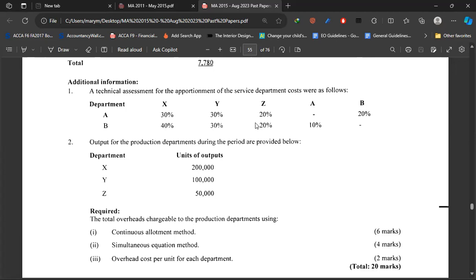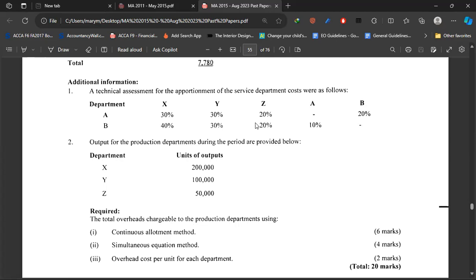Additional information on the output for the production departments during the period is provided below. Department X, units of output 200,000, Y 100,000, Z 50,000. You are required to find the total overheads chargeable to the production departments using the continuous allotment method, the simultaneous equation method, and the overhead costs per unit for each department.